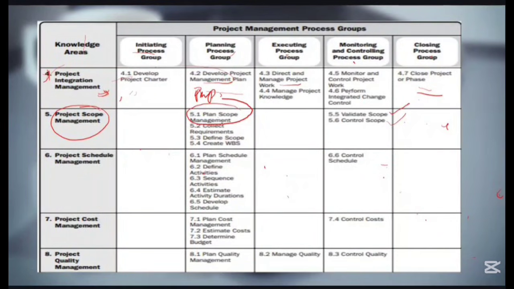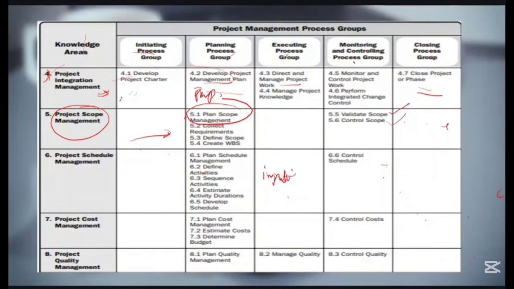So now we know how to collect requirements. So the input will be the scope management plan from this process. It will show us how to collect requirements, the needs and expectations of the stakeholders. We'll take our time and collect all these. Once it's done, we'll have an output. What will be the output? We'll have requirements documentation.